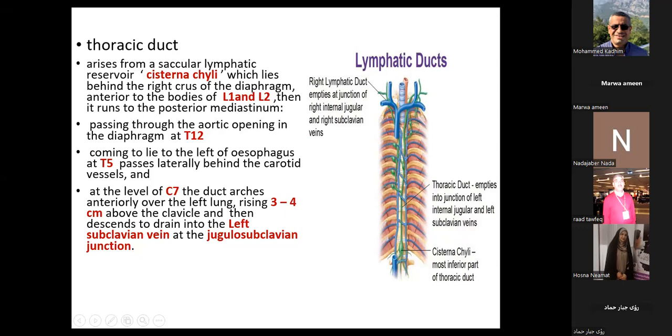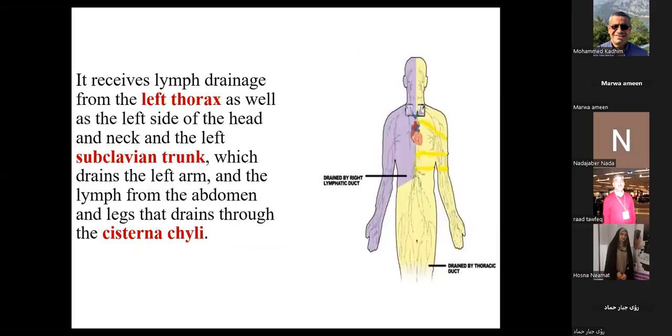coming to lie to the left of the esophagus at the level of T5, and passing laterally behind the carotid vessels. At the level of C7, the duct arches anteriorly over the left lung, rising 3 to 4 centimeters above the clavicle, and then descends to drain to the left subclavian vein at the jugulosubclavian junction. The left side receives lymph drainage from the left thorax as well as the left side of the head and neck, the left subclavian trunk, which drains the left arm, and the lymph from the abdomen and legs that drains from the cisterna chyli.